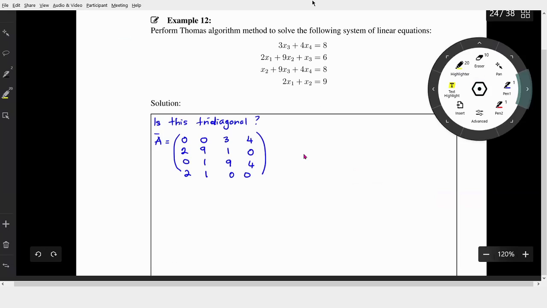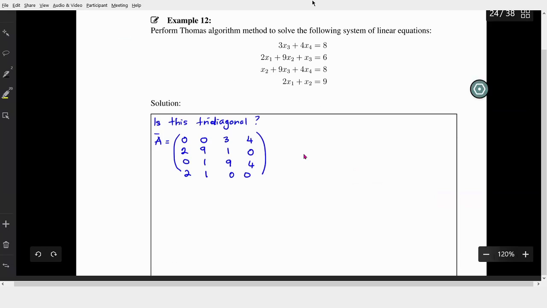So you need to check the main diagonal, the upper diagonal, and the lower diagonal. Other than those three, there should be 0 elements, which is not the case here. So we can say that initially it is not tridiagonal. So ask further, can we rearrange?